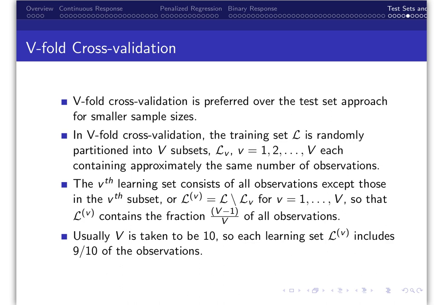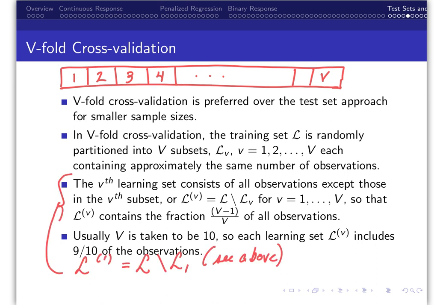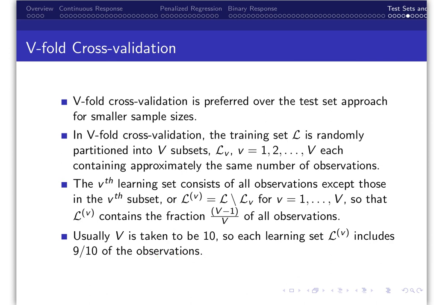In V-fold cross-validation, the training set is divided by random selection into V subsets, each containing approximately the same number of cases. The V-th learning sample consists of all observations except for those in the V-th subset, so that script L sub V contains (V minus 1) divided by V of all observations. Usually V is taken to be 10, so each learning sample includes 9/10 of the cases.